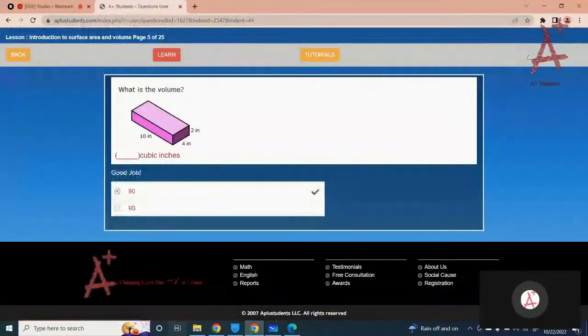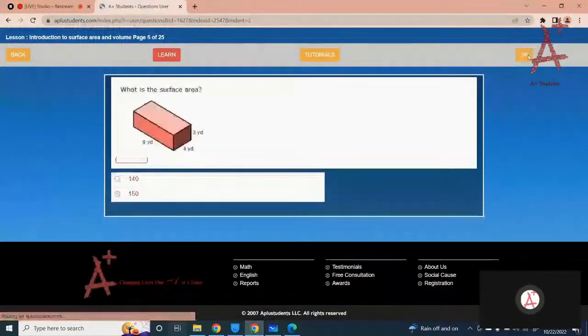Okay, so you can complete the test by yourself later today. I'm just moving on to the next topic, and the next topic is surface area of prisms and cylinders.